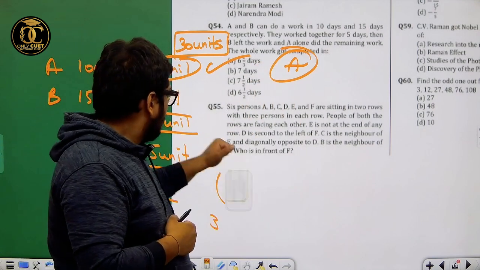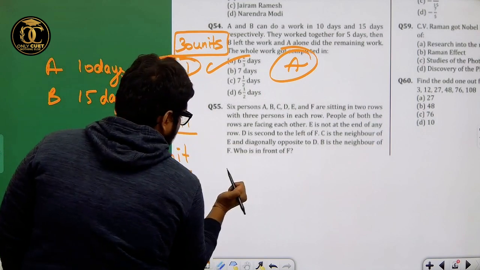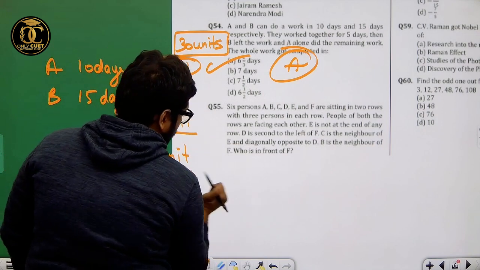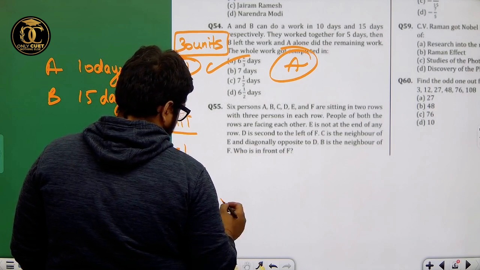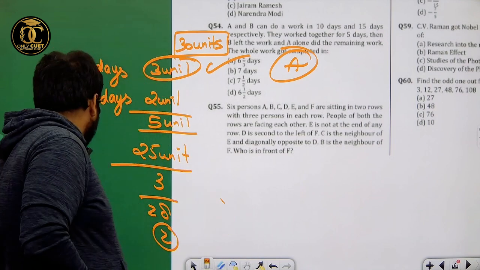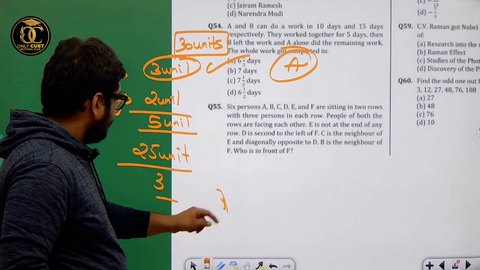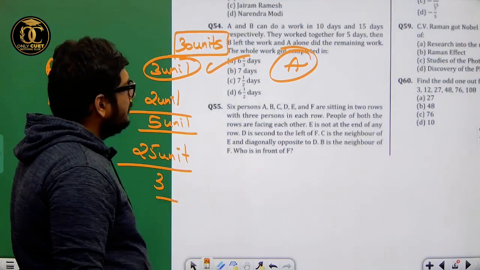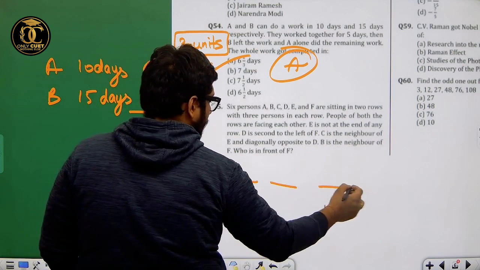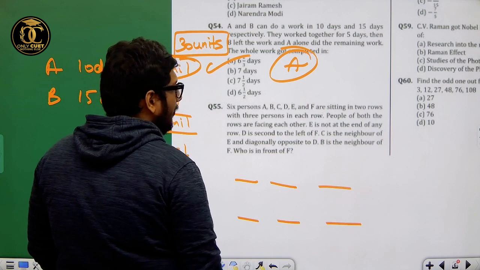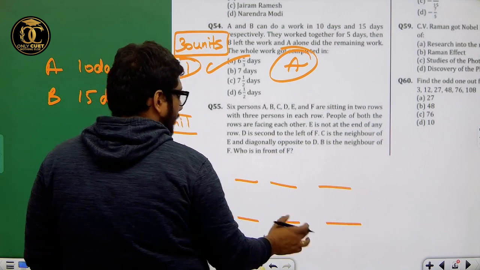Correct? Question number 55. Let us look at that. 6 persons A, B, C, D, E, and F are sitting in 2 rows with 3 persons in each row. People of both the rows are facing each other. E is not at the end of any row. E is in the middle. Let us assume he is here.